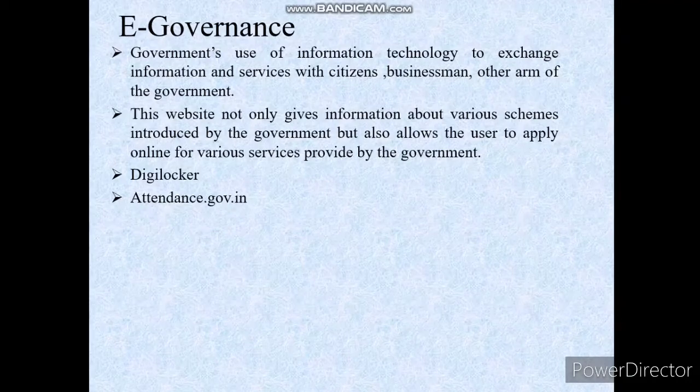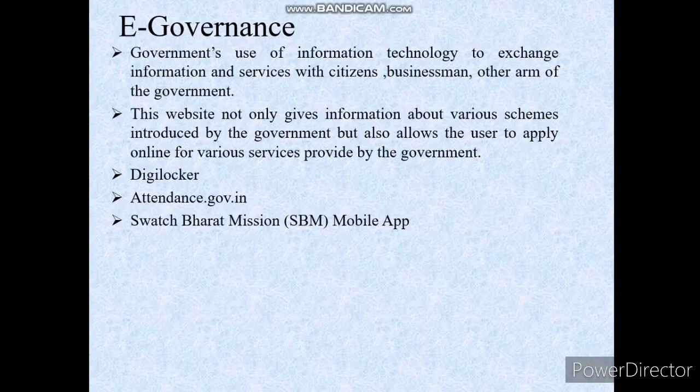Attendance.gov.in is used to maintain attendance of all government employees. Next is the Swachh Bharat Mission mobile app. With the help of this app, people and government organizations can work toward achieving the goals of the Swachh Bharat Mission.